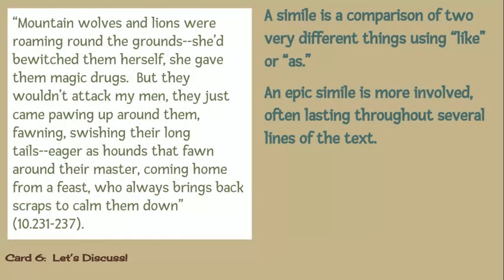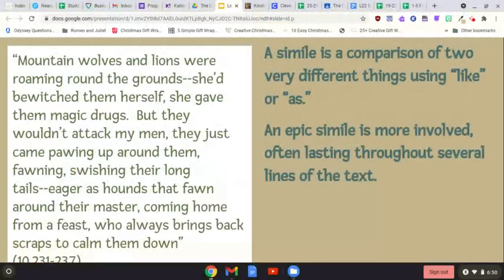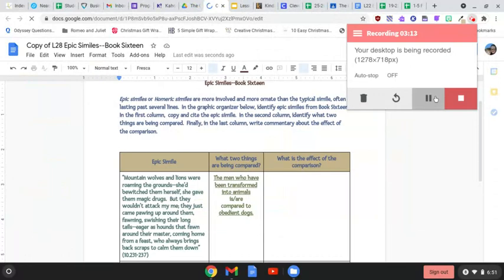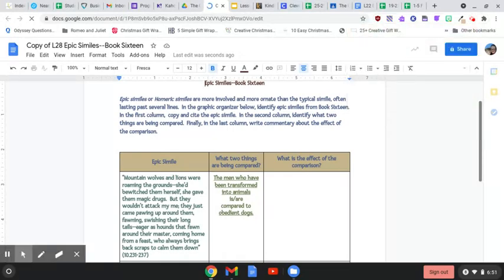So now, let's look at the Epic Similes handout. To what does Homer compare the transformed animals? If you look in that middle column on the first row, what does he compare the two? What's the comparison happening there? That's right, they're being compared to obedient dogs. We will now work through the process together of answering the question, what is the effect of this comparison? That's in the third column.